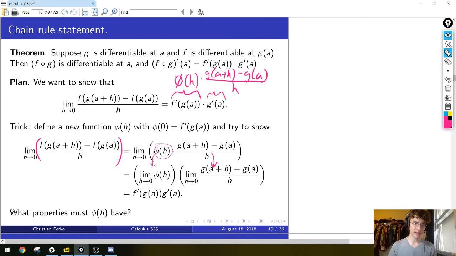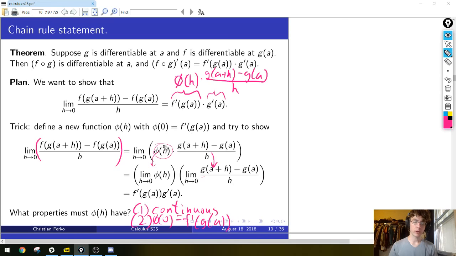So I've already answered one of the questions that I wrote for you here. What properties must phi of h have? One, it must be continuous. Two, we need phi at 0 to be this first factor, f prime of g of a, appearing in the chain rule. And I'll ask you to do a little algebra.